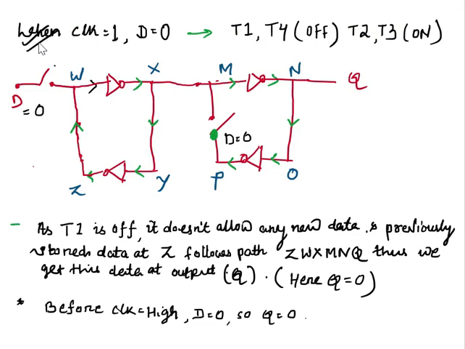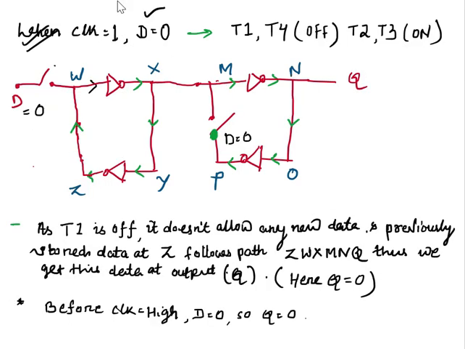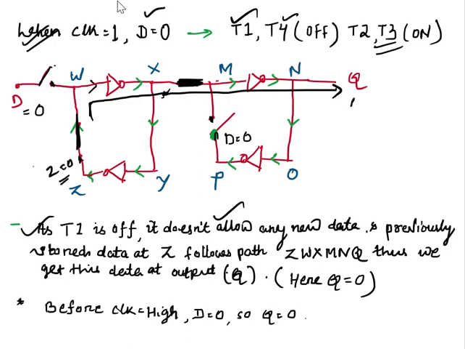Now say the clock equal to 1, with the same data D equal to 0. When clock equal to 0, we have Z equal to 0, meaning 0 is available here, and it is waiting for this clock to be 1. So when clock equal to 1, what happens? T1 and T4 off, meaning open circuit. And T2 and T3 on means this is on. Now it provides a closed path. So as T1 is off, it is open circuit, it doesn't allow any new data. And the previously stored data at Z, that means Z equal to 0 was stored here when clock equal to 0, now has a path. So it will pass to this point Q, and we get Q equal to 0.